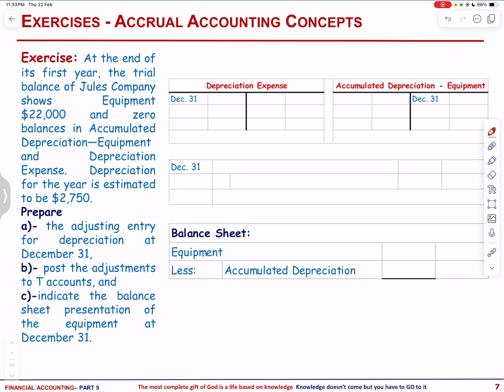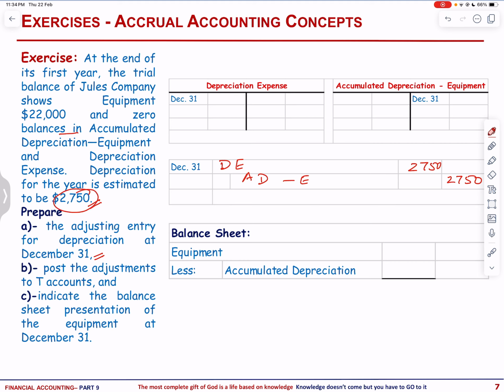At the end of its first year, the trial balance of Jules Company shows equipment of 22,000 and zero balance in accumulated depreciation, equipment and depreciation expense. Depreciation for the year is estimated to be 2,750. The adjusting entry for depreciation on 31st of December: obviously depreciation expense will be debited and accumulated depreciation, equipment will be credited by 2,750.